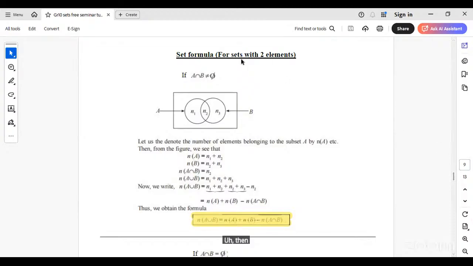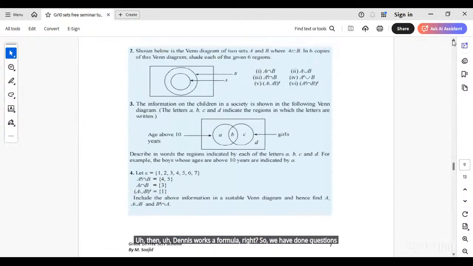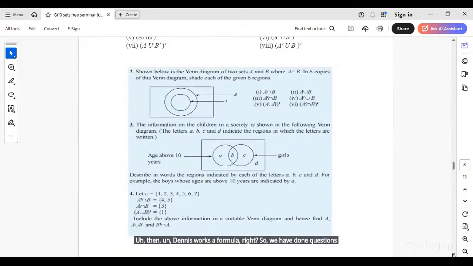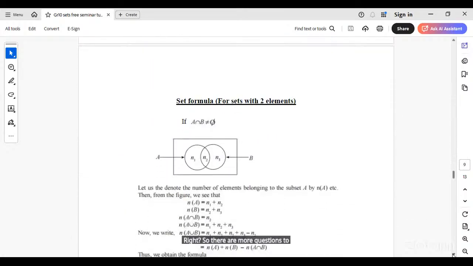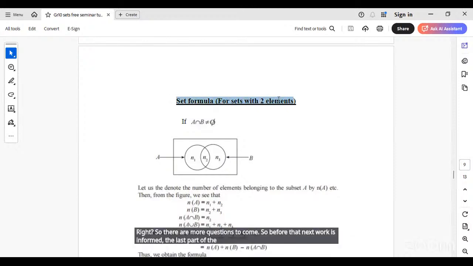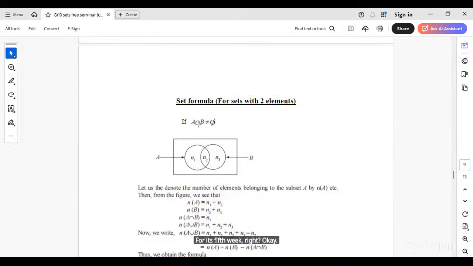Then let's go to set formula, right? So we have done questions from shading regions. There are more questions to come, but before that, let's go for set formula. The last part is set formula for sets with two elements. So if A intersecting B is not equal to null, that means you have a common region.